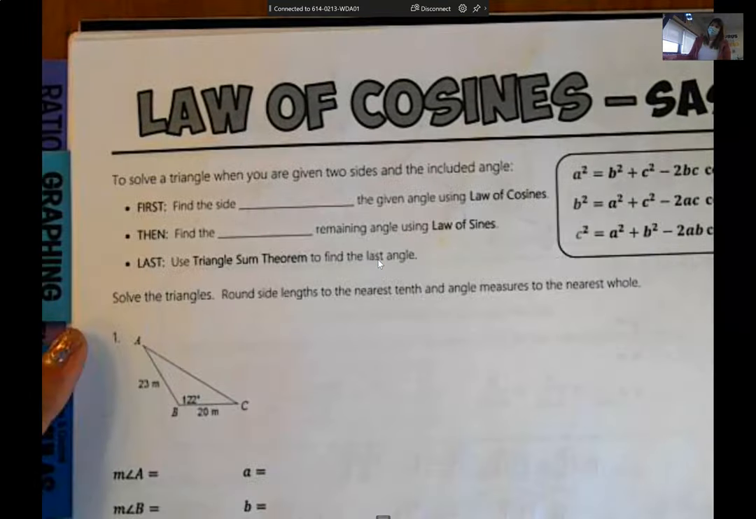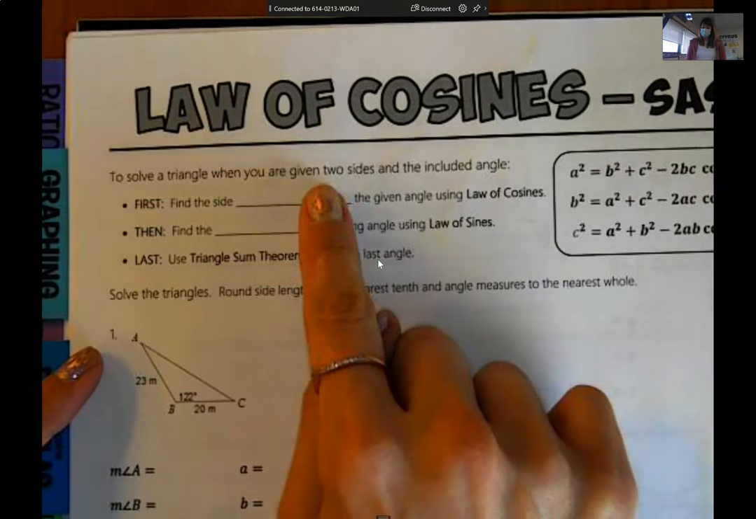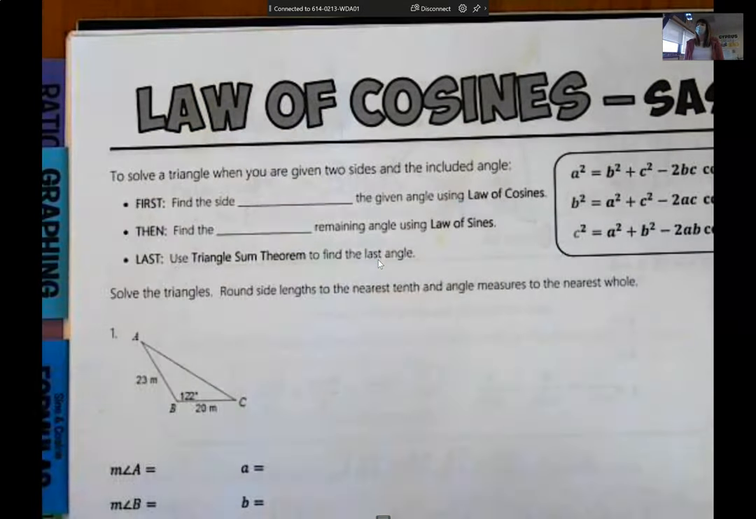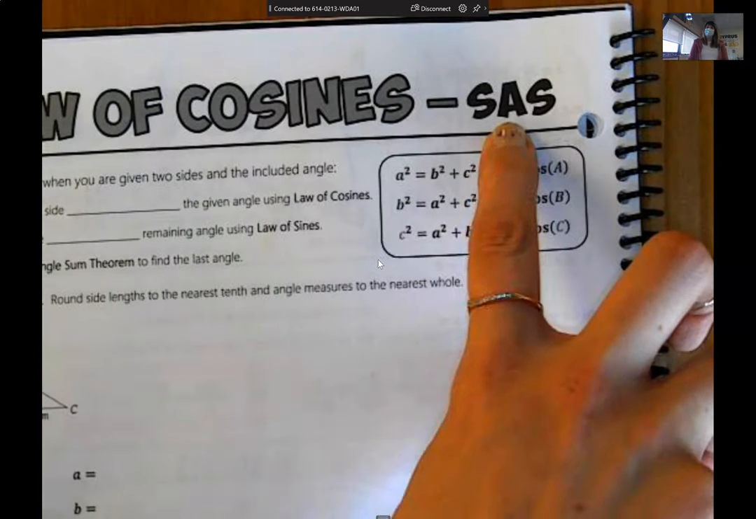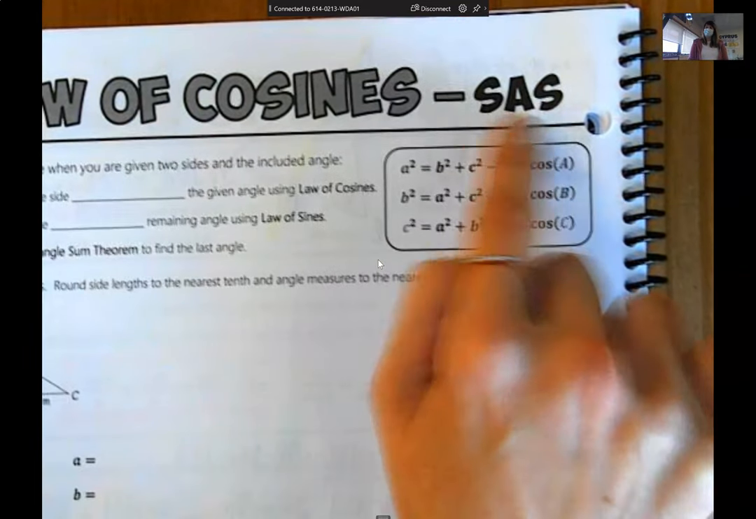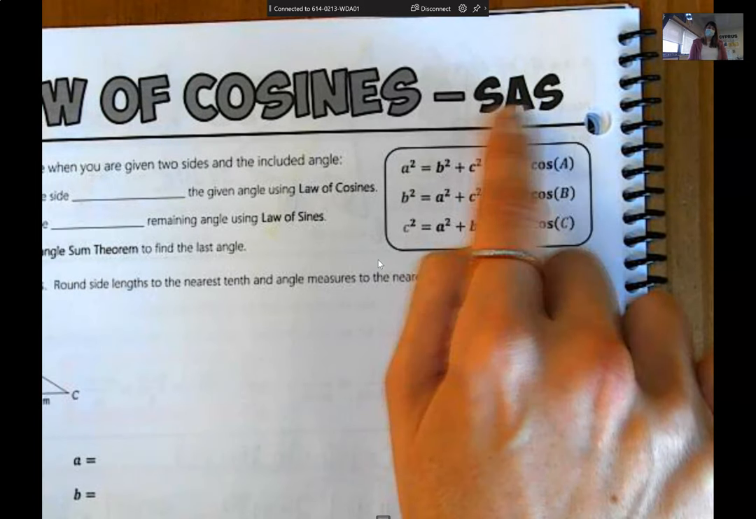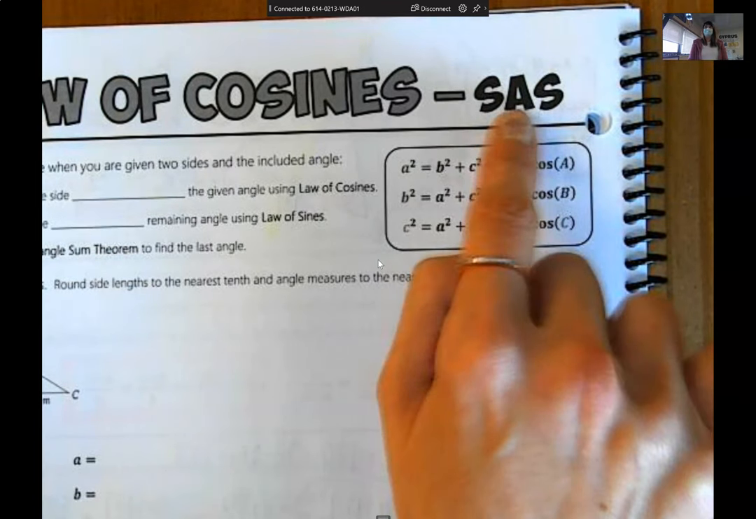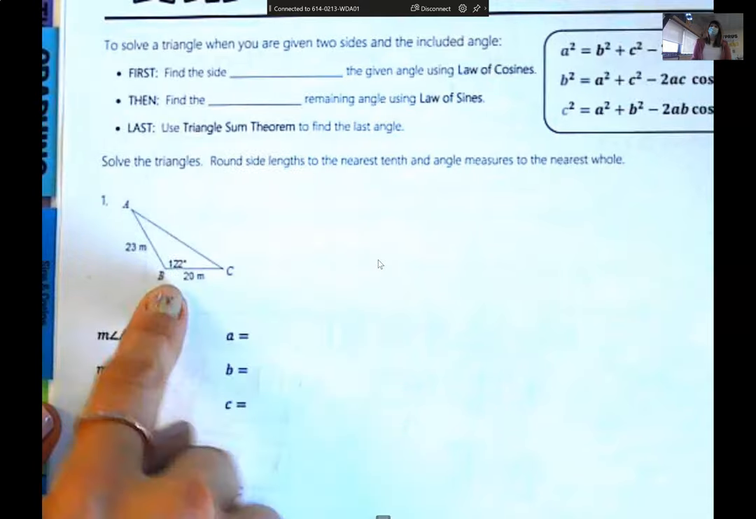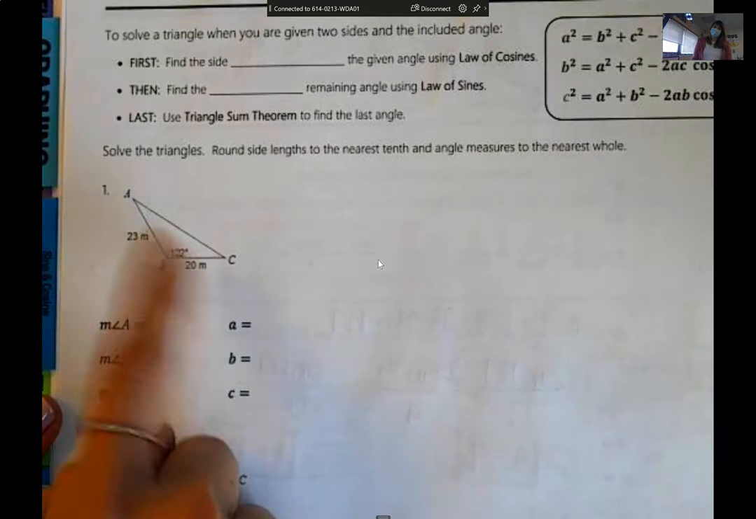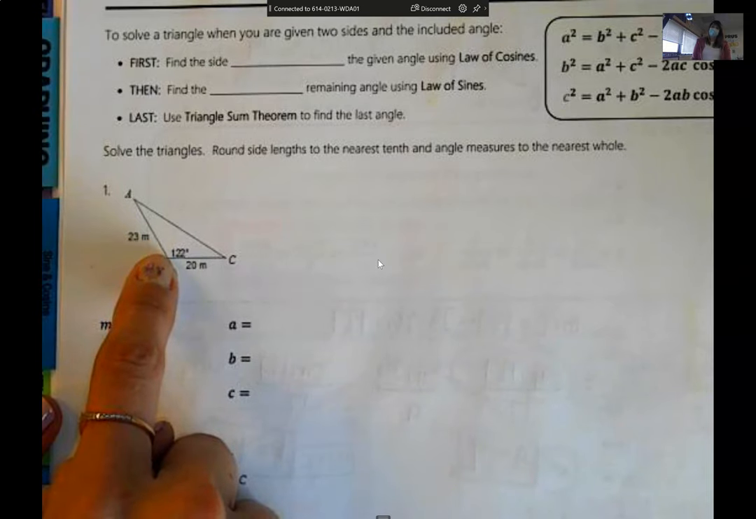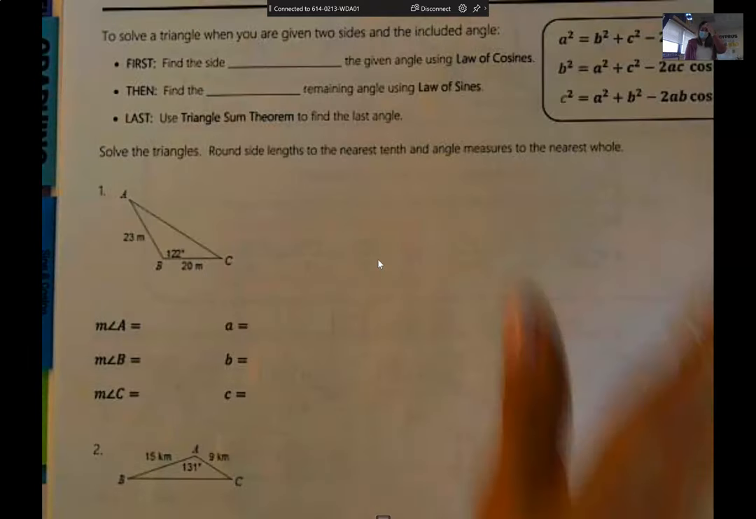So to solve a triangle, when you are given two sides and an included angle, this is called side angle side or SAS. One thing to notice is that the angle is sandwiched between the two sides, even in the letters. But down here, you can see it in the triangle. So you have two sides, and in the middle is an angle. So it literally has to be like a sandwich, two sides around an angle in the middle.